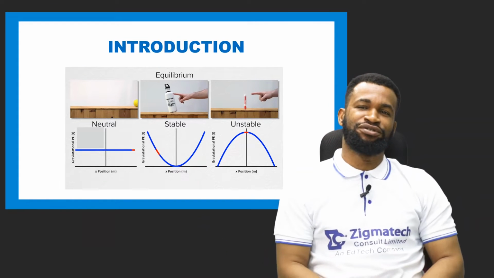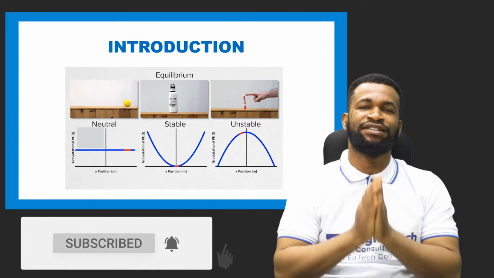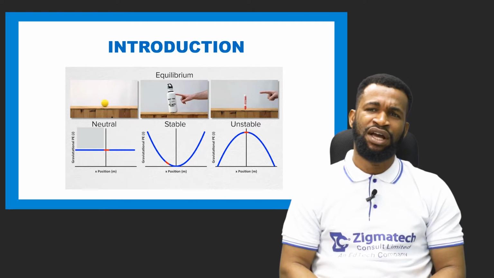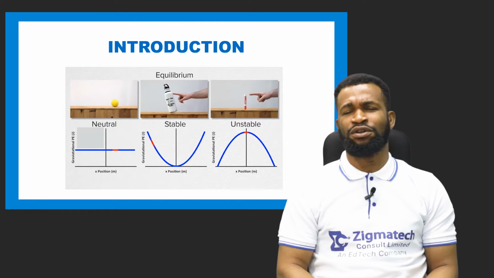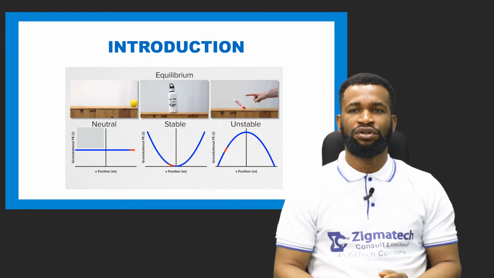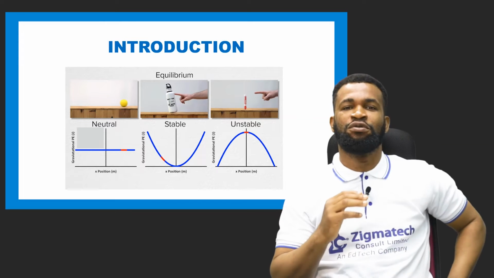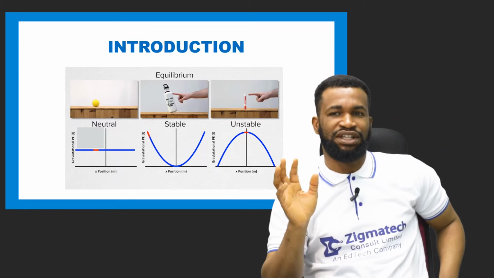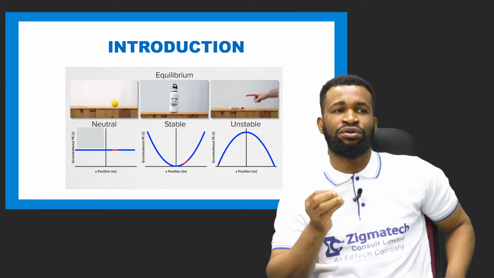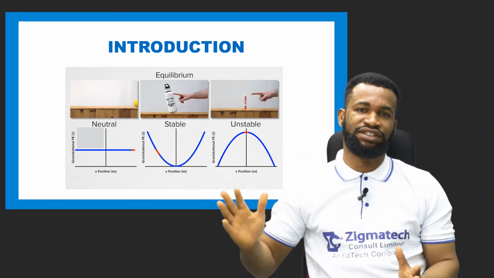Look at the introduction and watch what is happening on the video, and this explains everything we are going to talk about in this topic. If you look at the one on the left, you see the yellow ball rolling from one point to the other. We say that that kind of body is in neutral equilibrium. That means for any little force or displacement you apply on it, it rolls on the table.